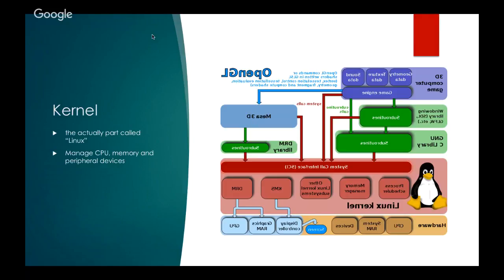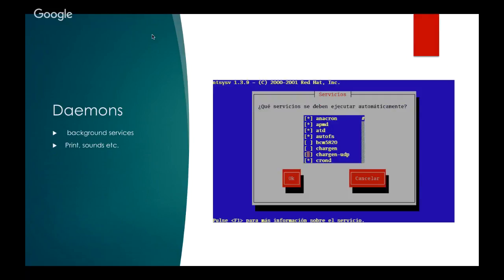The second one is the kernel. The kernel is the actual part called Linux. It's a very important part of the Linux system. It manages the CPU, memory, and peripheral devices. It supports the whole Linux system and makes sure that it can work correctly.